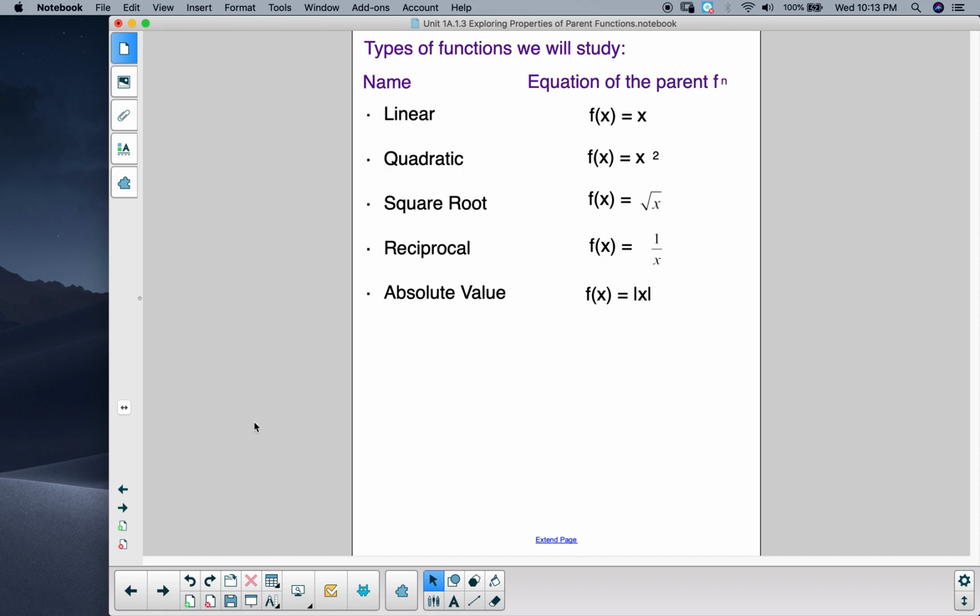So these are the types of functions we're going to look at. Linear, which we already saw, f of x equals x, and quadratic also, which we just saw, which is f of x equals x squared. We're going to look at three more, which are the square root function, f of x equals square root of x, the reciprocal function, f of x equals 1 over x, and the absolute value function, which is f of x equals the absolute value of x.